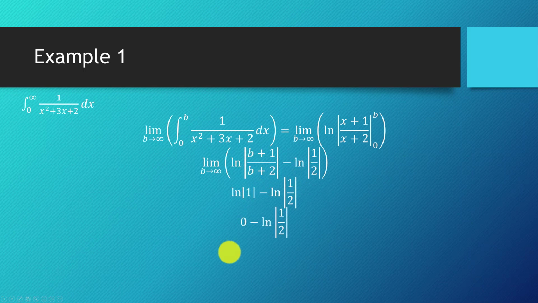But natural log of 1 is 0, so we'll get 0 minus natural log of 1/2. But we can use log rules one more time to write that the negative we can put on the inside as an exponent, and then evaluate 1/2 to the negative 1, which is 2. So our final answer here will be that it converges to natural log absolute value 2, or just natural log of 2.